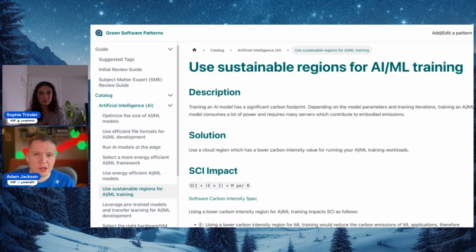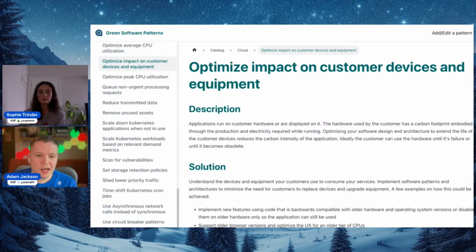We know that people want to play with some really amazing models. Our advice is, before you go into production, make sure you use a cloud region that's really green. And then when you do go into production, make sure you right size your model, use the smallest model possible. And then we've also got some advice for end user equipment as well.